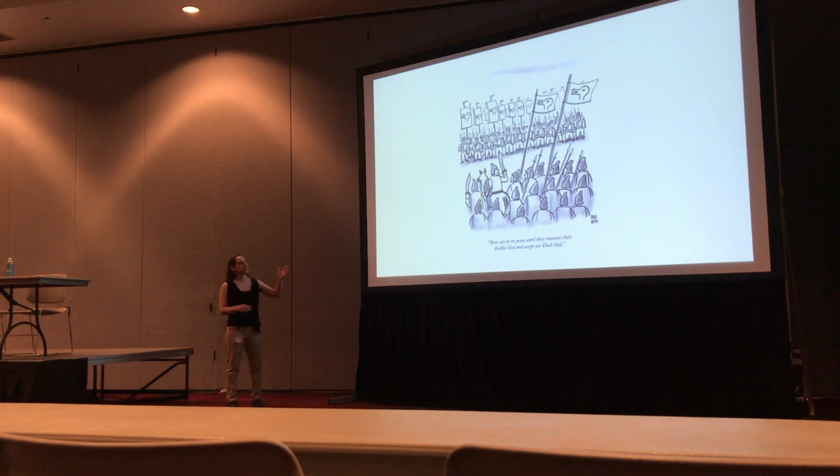All right, so the text is too small for you to read, but in this diagram, in this comic, it says there can be no peace until they renounce their rabbit god and accept our duck god. And you might notice that the flags are identical. Right, so the whole point of this joke is that the same picture can be interpreted as both a rabbit and a duck.